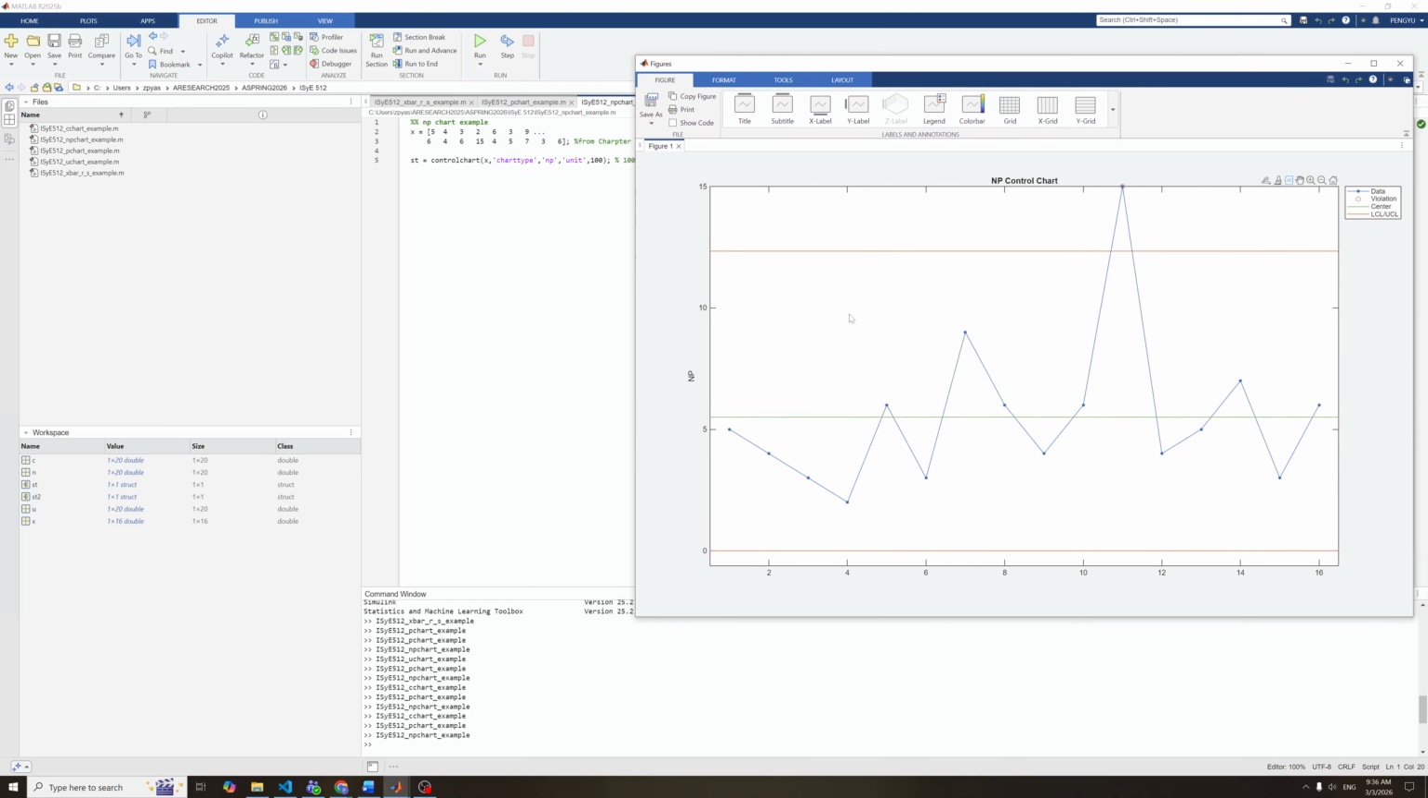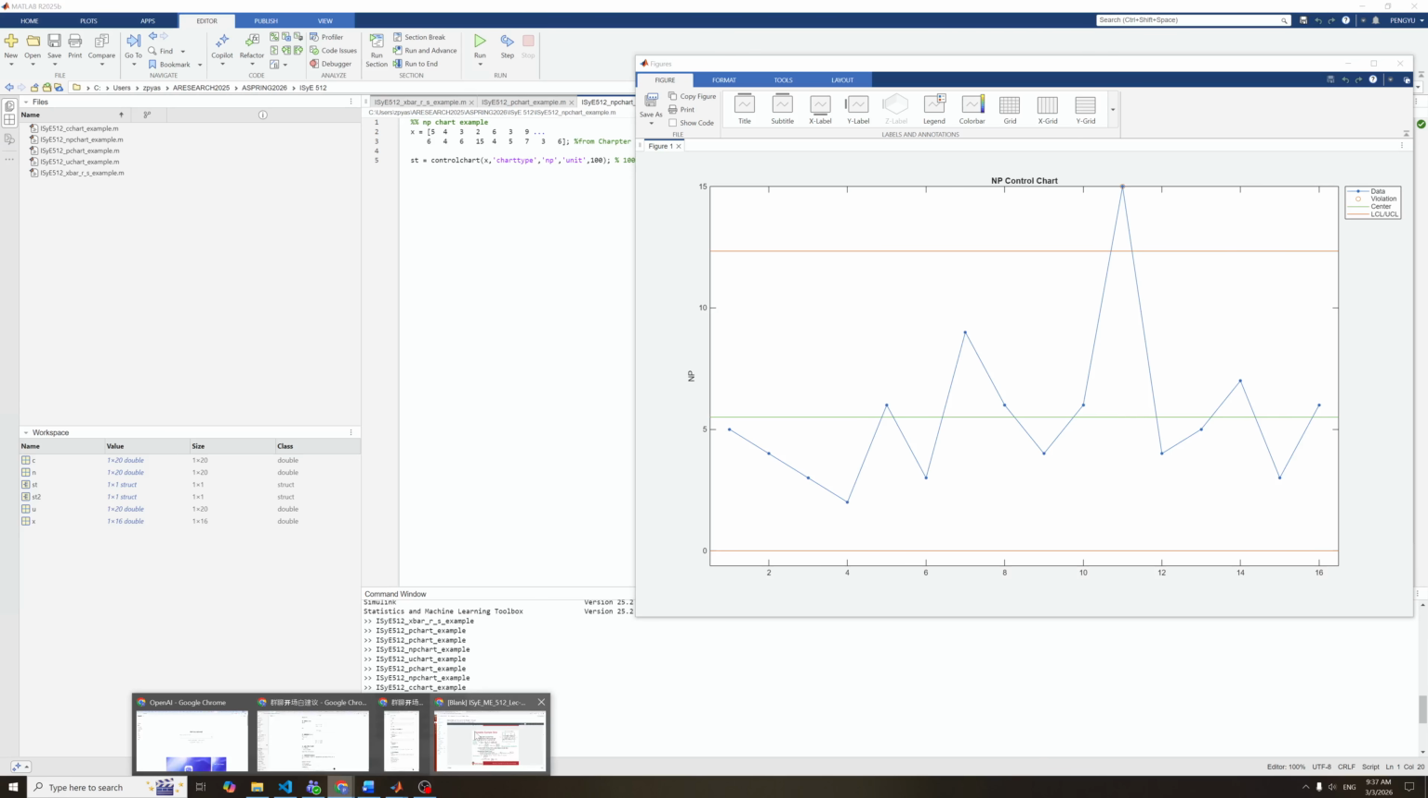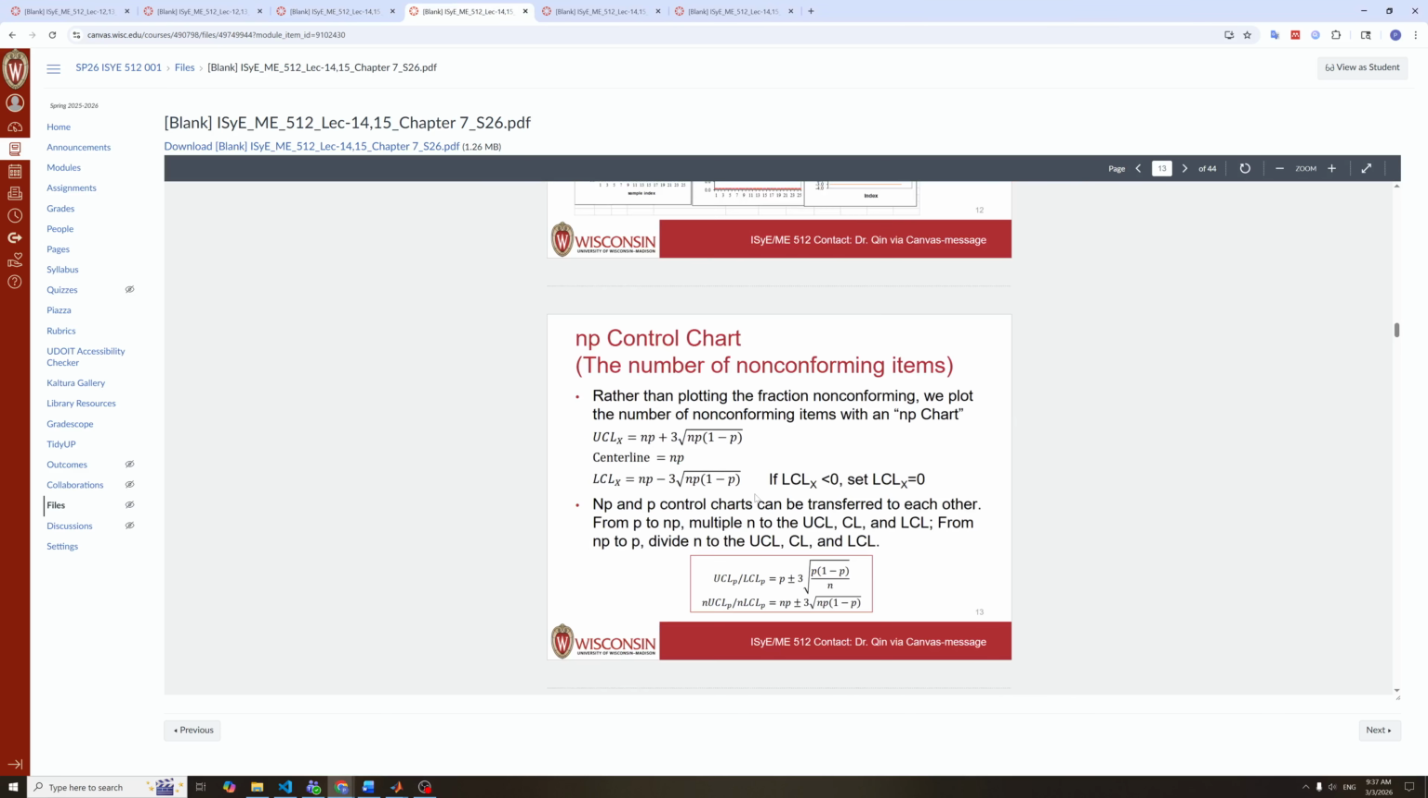The blue data points are simply xi, and we first get the p bar equals the sum of xi over the sum of ni. Then we can get the np bar equals n times p bar, which is shown as the green center line. For the upper control limit and the lower control limit, we can get them from the formulas, like here, the UCL and the LCL for the NP control chart.